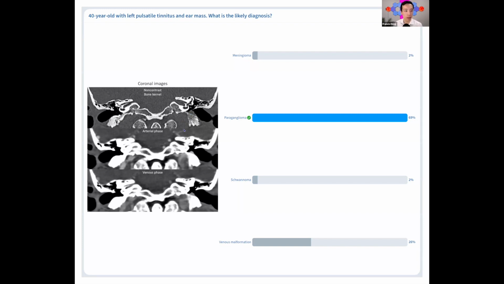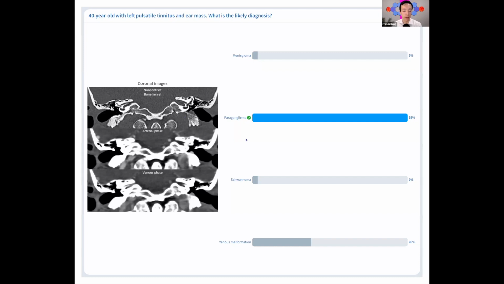And what are the other characteristics? Well, it is contrast enhancing on the arterial phase and seems to wash out just a little bit on the venous phase. Notice the higher density here and slightly lower density on the venous phase here. So this would be typical of a paraganglioma.